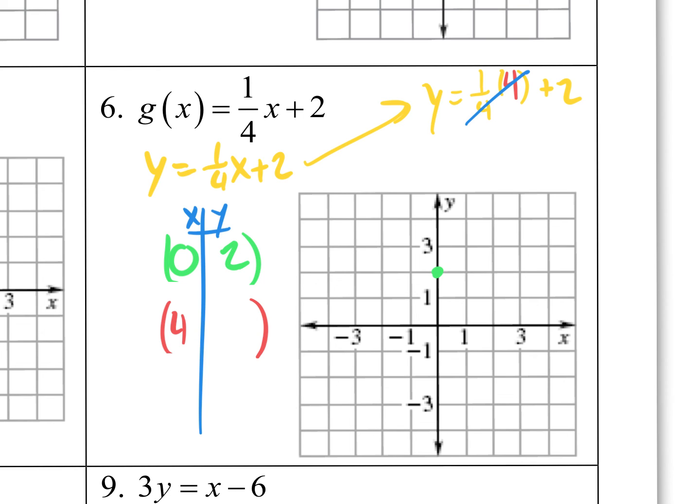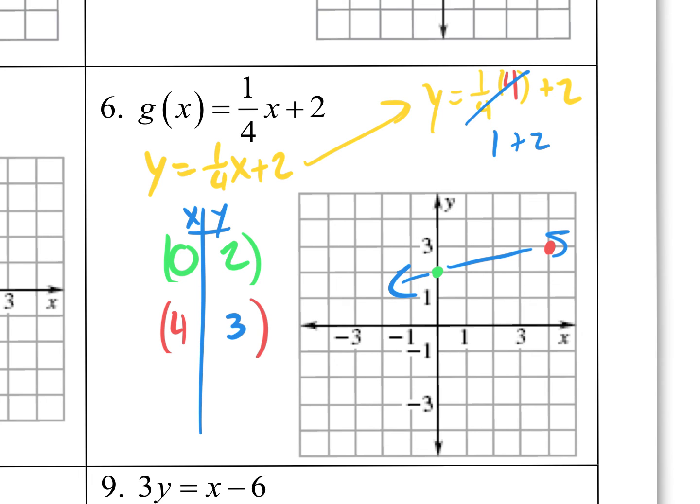What do I really have? I really have a 1 plus 2. What's 1 plus 2? 3. So the location 4, 3 is my other dot. 4 on the x, 3 on the y. There it is. Again, 4 on the x, 1, 2, 3 on the y. There it is. Connect the dots and you're done.